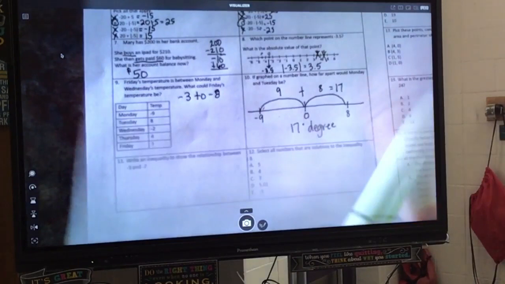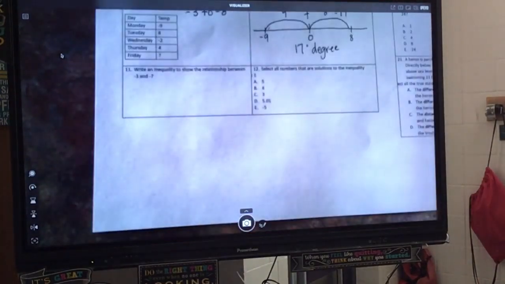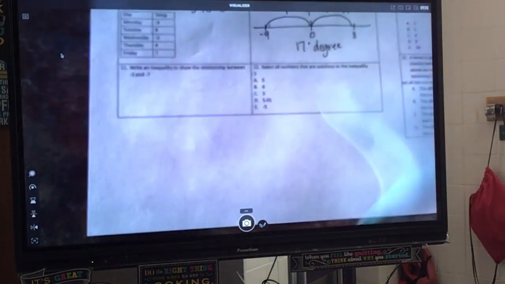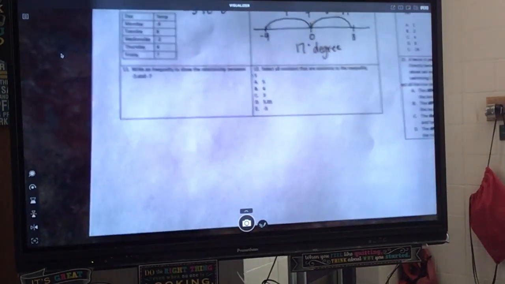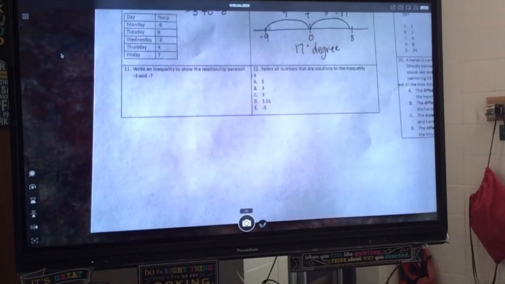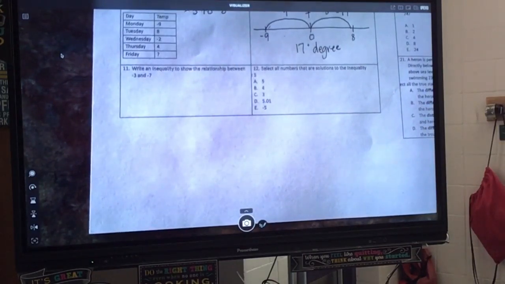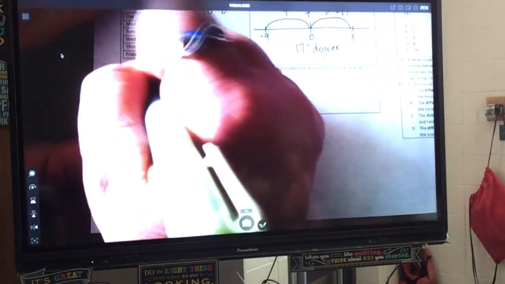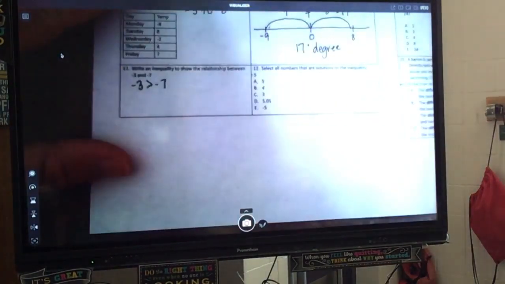Number 11 says, write an inequality to show the relationship between -3 and -7. So again, there's not necessarily one answer to this. So someone raise your hand and give me their answer. Gemma? -3 is greater than -7. Okay, so -3 is greater than -7. Alright, what was another one? Zoe B.